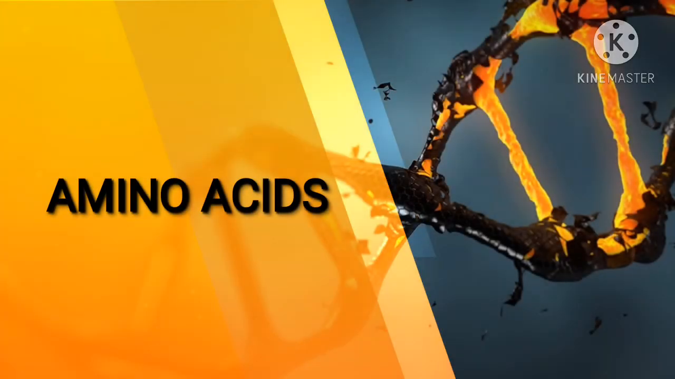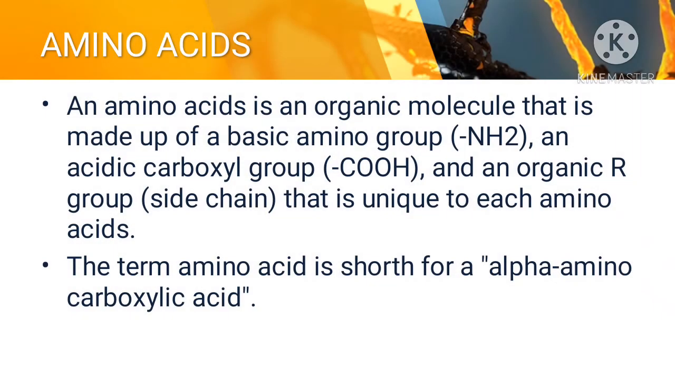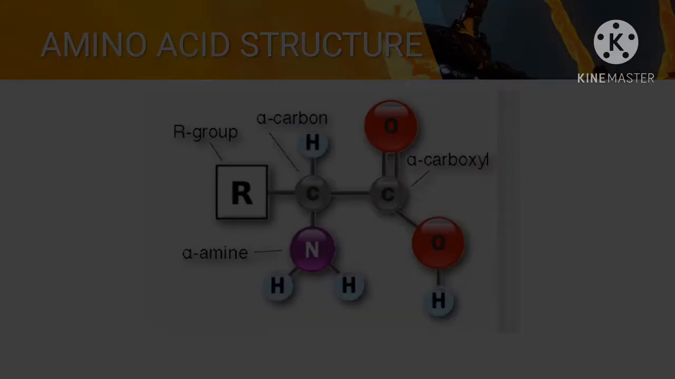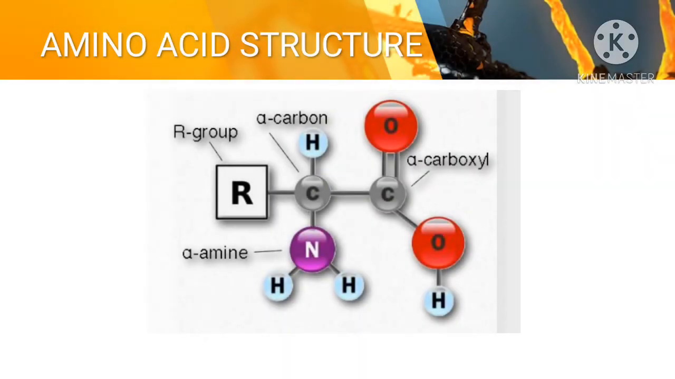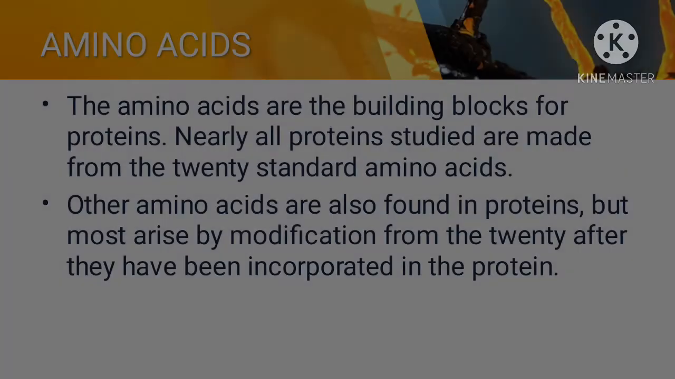Our next topic is all about amino acids. An amino acid is an organic molecule that is made up of a basic amino group, an acidic carboxyl group, and an organic R group that is unique to each amino acid. The term amino acid is short for alpha amino carboxylic acid. This illustration is all about the amino acid structure.